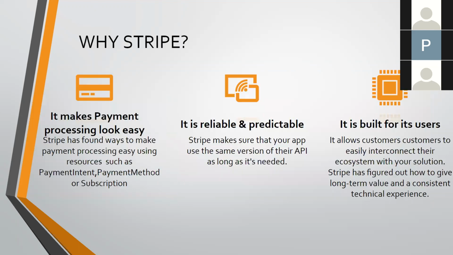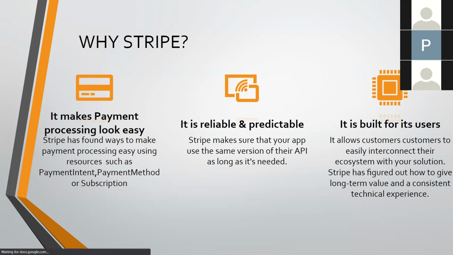Next slide. A great question arises, why Stripe? And here is the answer. First, it makes payment processing look easy. Stripe has found ways to make payment processing easy using resources such as payment intent, payment method, or subscription. Secondly, it is reliable and predictable. Stripe makes sure that your app uses the same version of your API as long as it's needed and makes sure to charge the user correctly every time. And lastly, and most importantly, it is built for its users. Stripe has figured out how to give long-term value and a consistent technical experience.